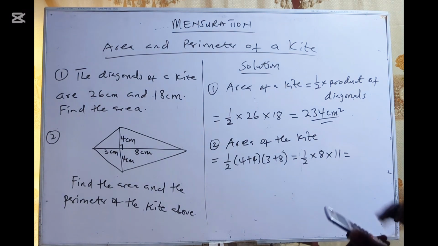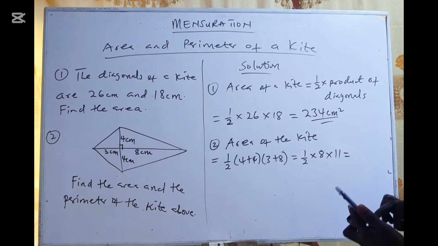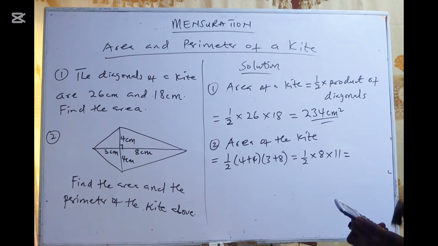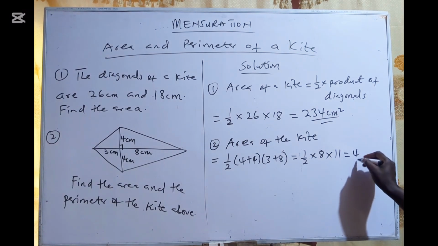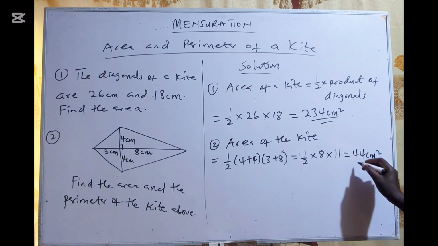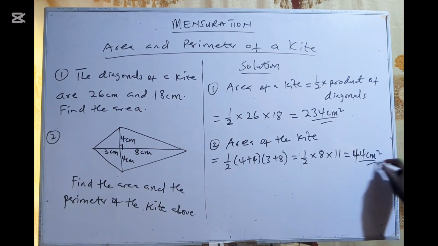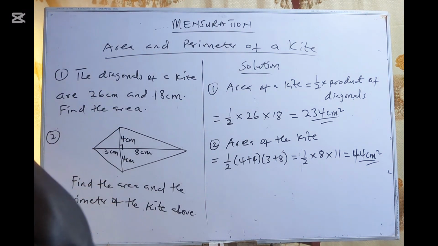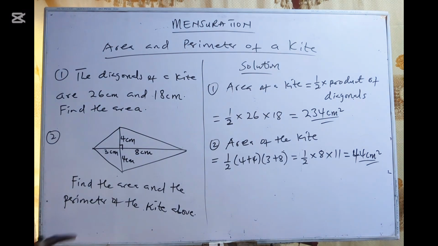Alright. So half times 8 times 11. And that will give us 44 centimeters squared. So the area is 44 centimeters squared. Okay, 44 centimeters squared. All right, so that is the area. Product of the diagonals, 4 plus 4, 3 plus 8. Okay, then let's go to the perimeter.